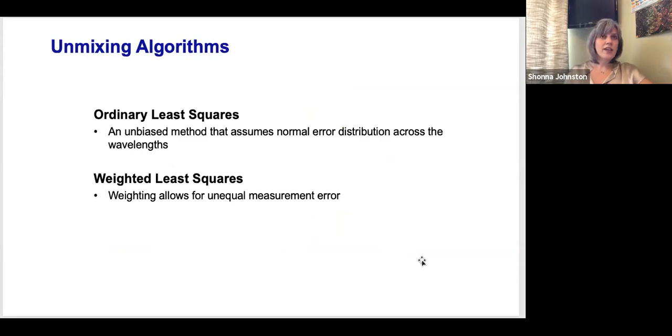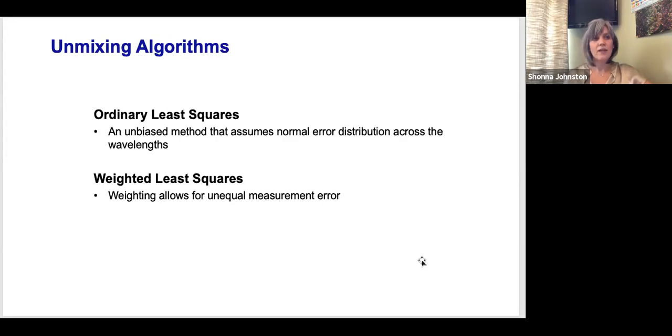So there are 2 different kinds of unmixing algorithms, and as I said in the talk the other day, I am really not a mathematician, but I had to look into it a little bit more, so I had a little bit more confidence in what I was actually understanding from it. Now, an ordinary least squares algorithm is an unbiased method that assumes normal error distribution across the wavelengths, whereas a weighted least squares allows for unequal measurement error. The Cytek uses the ordinary least squares, and the Sony prefers the weighted one.